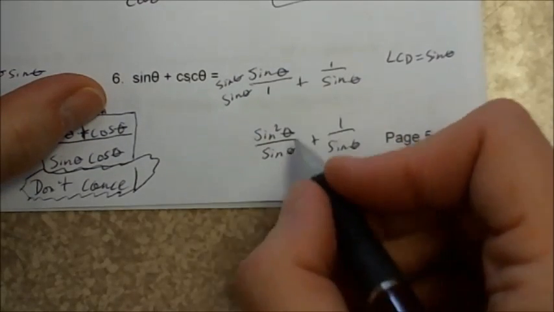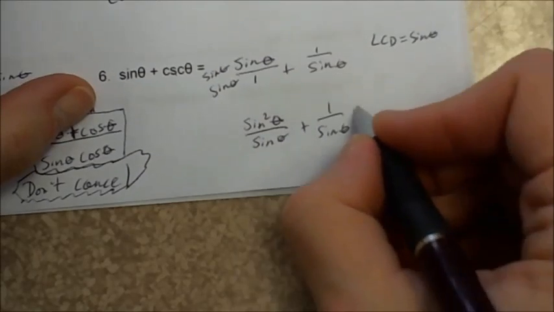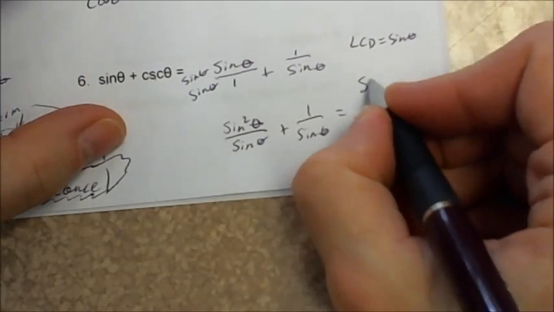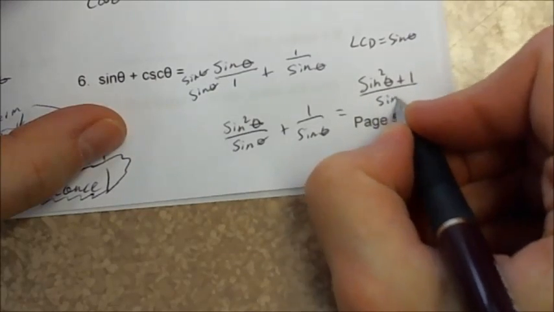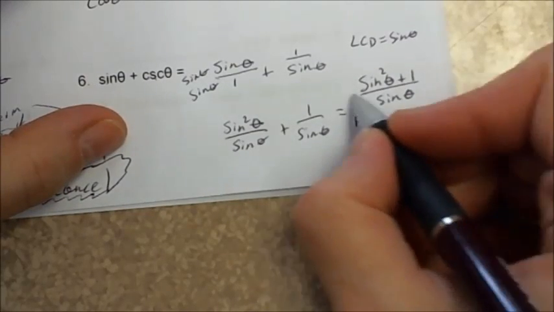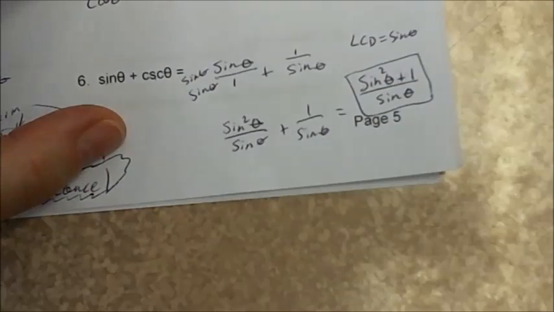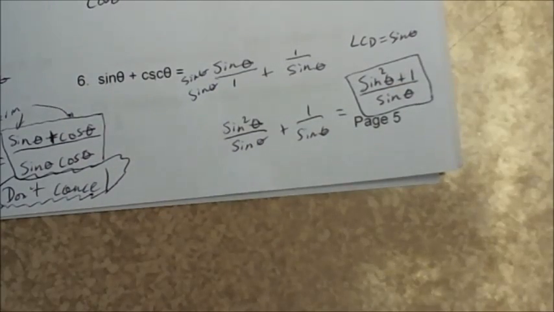So when you add those two together, you're just going to say sine squared plus 1. You can't combine those or simplify those. So sine squared plus 1 all over the LCD, which is sine, and do not cancel those. Those are terms. And that's the end of that problem, and that's the end of the video.